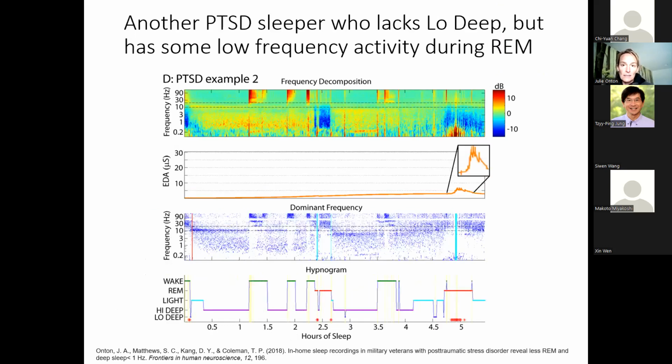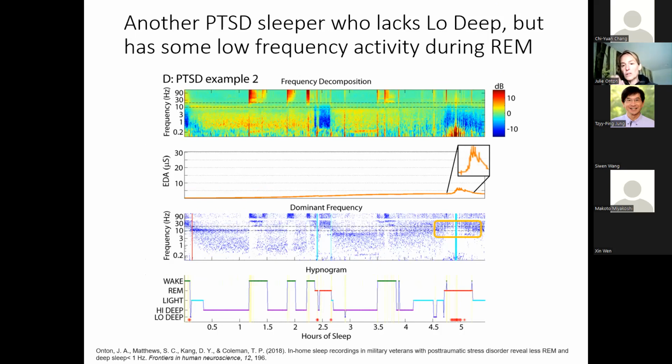This is another PTSD sleeper who lacks low deep sleep, but has some low frequency activity during REM. But I think this is REM and not low deep sleep because there are no spindles. You can clearly see the spindles before and after, but not during that. And the character of the EDA is different from the normal EDA. First of all, very low amplitude, which may or may not matter.